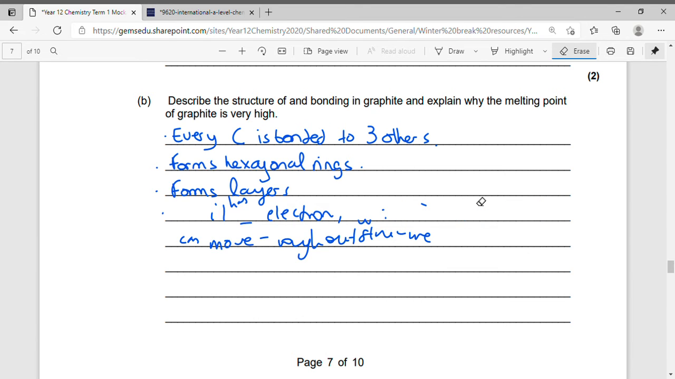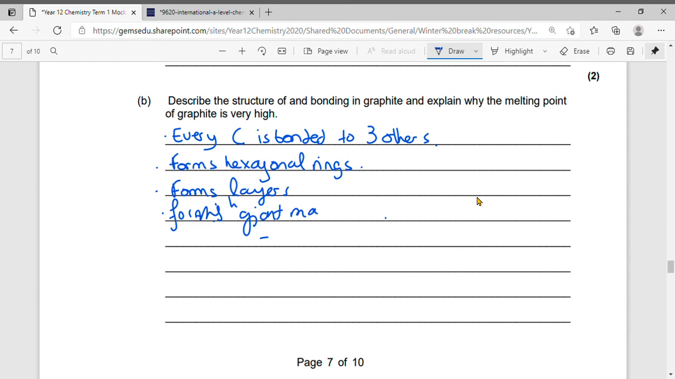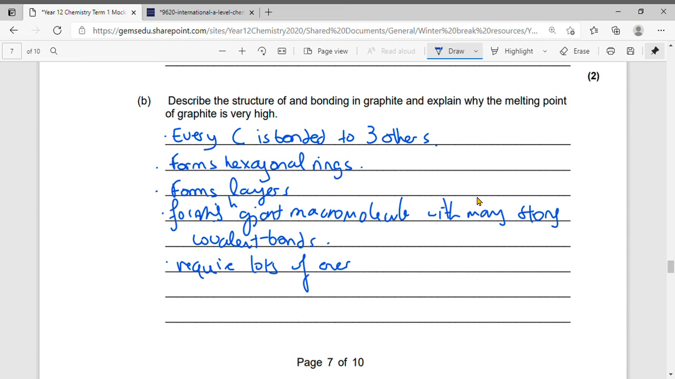So we don't really need this. However, it forms a giant macromolecule with many strong covalent bonds, which require lots of energy to break. Hence high melting point. I just want to add a little bit about the structure.